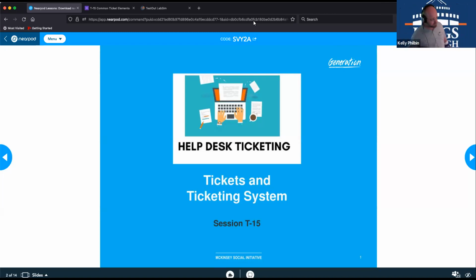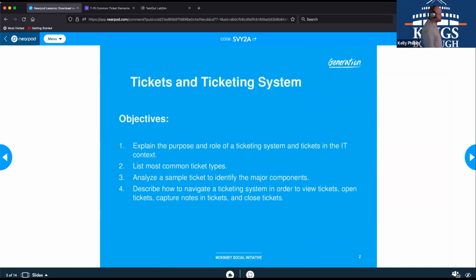So today, I'll be talking about ticketing systems, which in the help desk environment is going to be one of the key tools you will use on a daily basis. Our objectives for this particular technical session are going to be to explain the purpose and role of a ticketing system and tickets in the IT context. We're going to list some common ticketing types.